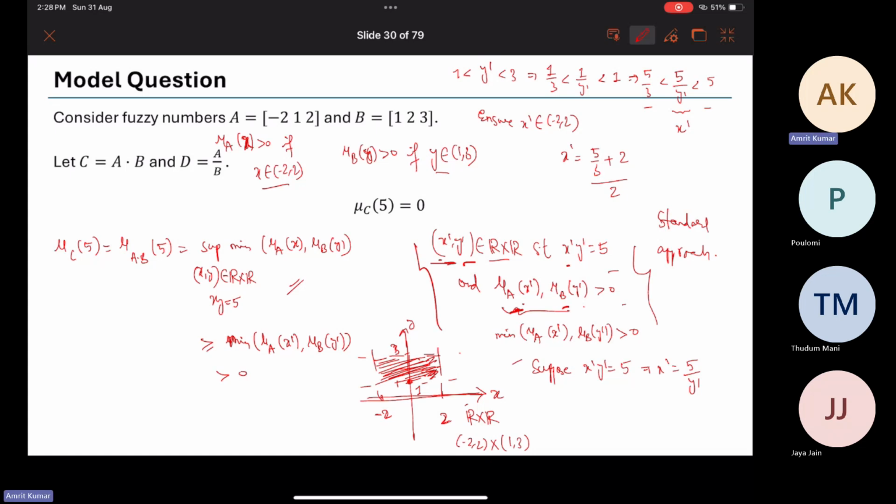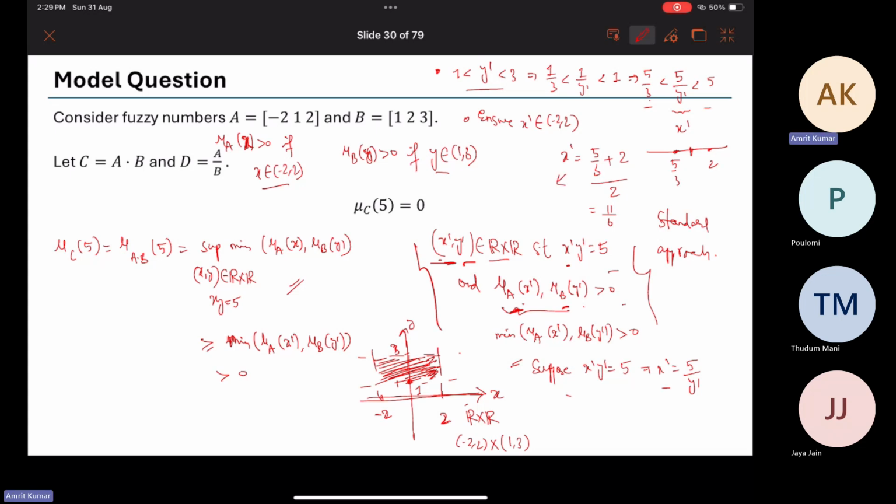Then we suppose that we are able to find x dash and y dash such that x dash times y dash is equal to 5. Then x dash will become 5 by y dash. Now we know that y dash needs to be between 1 and 3. Therefore, 5 by y dash needs to be between 5 by 3 and 5. At the same time, we want to make sure that this x dash comes from -2 comma 2. So we'll simply take x dash to be the middle of 5 by 3 and 2, so we'll ensure that x is somewhere here in the middle. Now this quantity is 11 by 6.